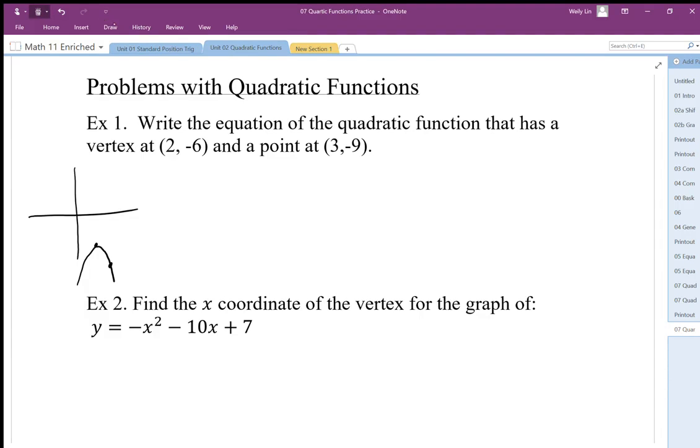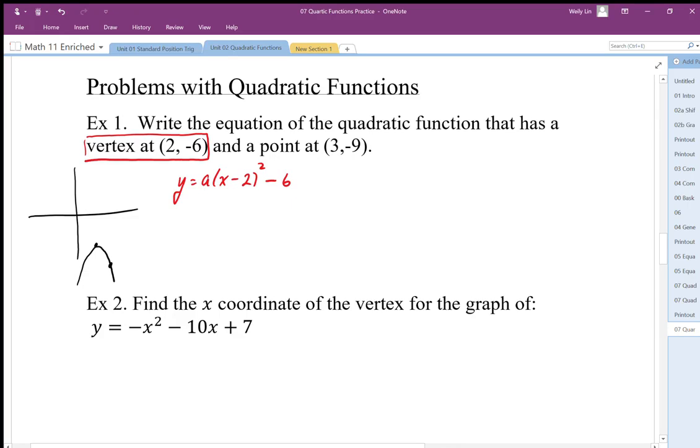Now, since we are given the vertex, the form of the equation that we should try to use is the vertex form or the graphing form. So we're going to start with y equals a(x minus 2) squared, don't forget the squared, minus 6. So we're left to solve for a.